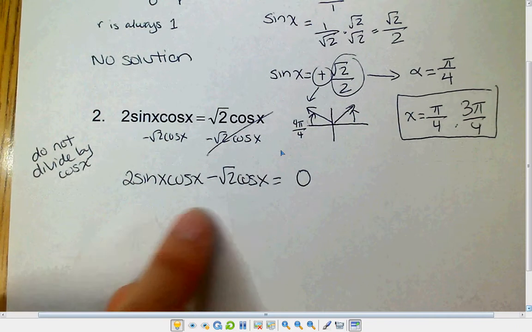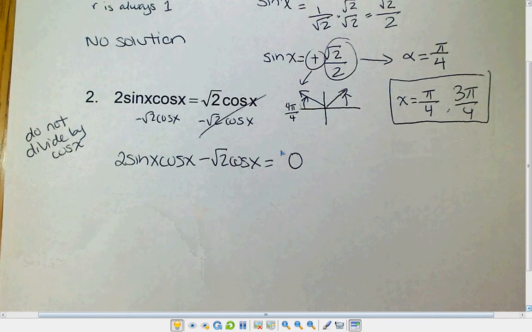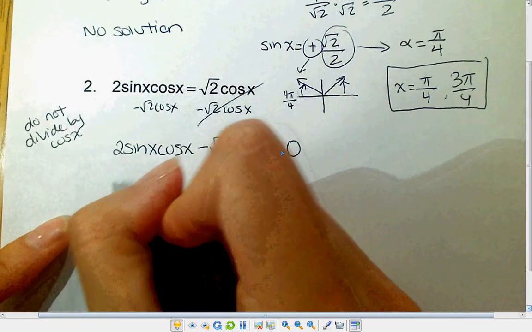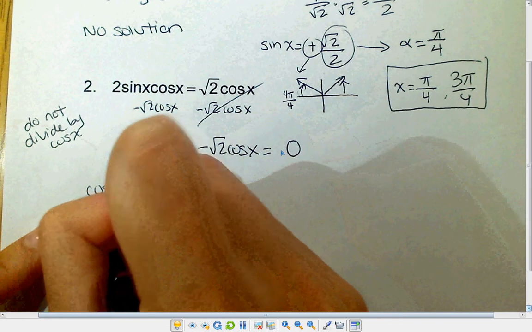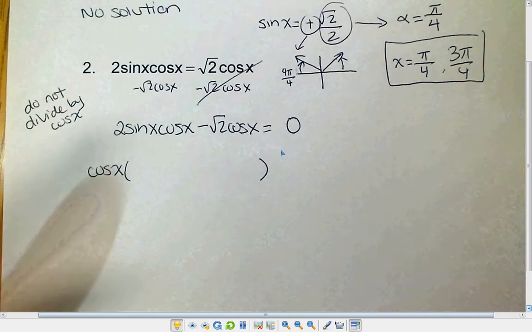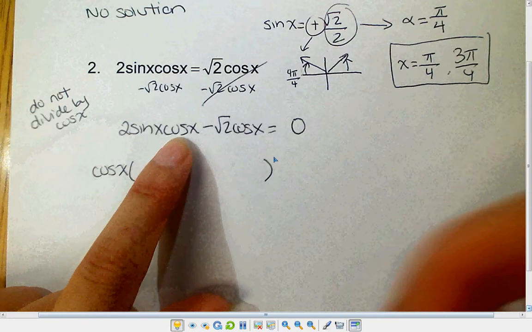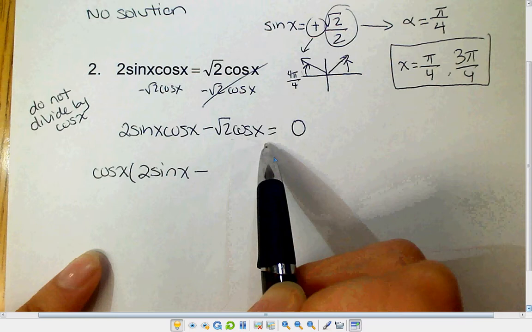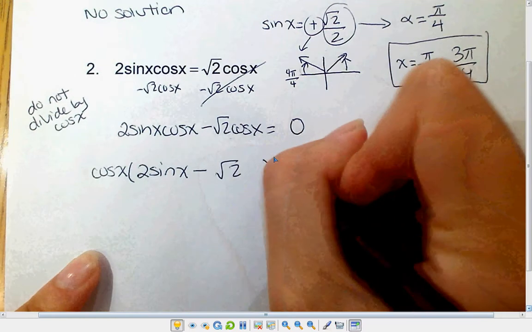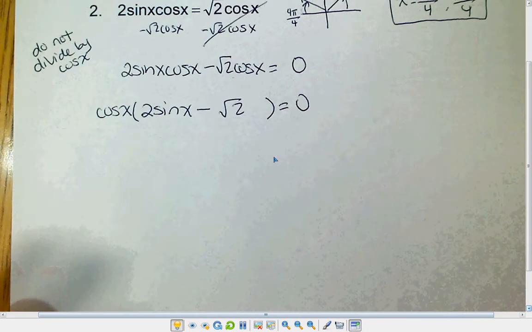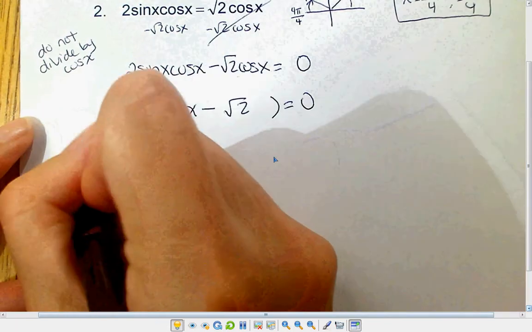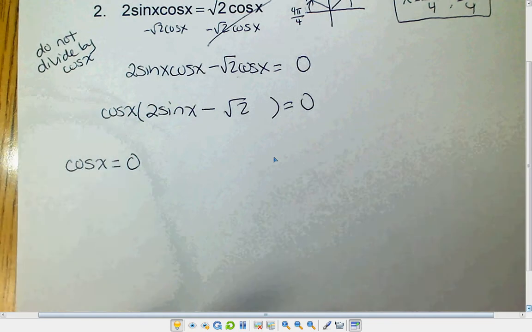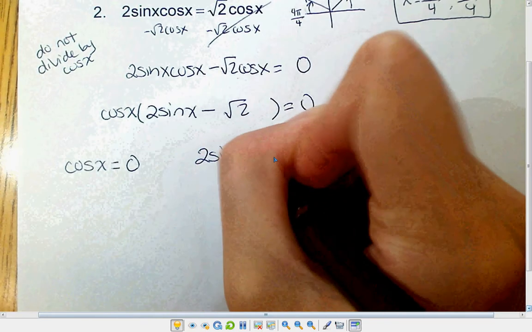And now I have two terms on the left hand side. So we're going to do what we just did for number 1. We're going to see if I can divide something out of both of them. Both of these have a cosine, so I'm going to take a cosine out of both of them. When I divide this term by cosine, it's going to leave me with 2 sine x. Minus, when I divide this term by cosine, it leaves me with root 2. And this is equal to 0. So again, here are my two expressions. I'm going to set them both equal to 0. So I have cosine of x equals 0, and then 2 sine x minus root 2 equals 0.